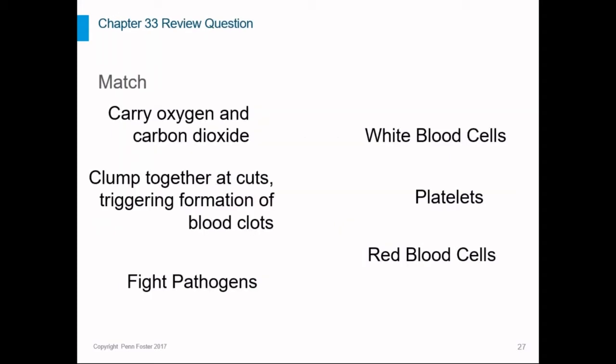Okay, a review question before we move on. Match the job of the cell to the type of cell it is. So which ones carry oxygen and carbon dioxide? That's red blood cells. The ones that clump together at cuts, triggering formation of blood clots, are platelets. Those actually aren't entire cells, they're just little fragments of cells. And then the ones that fight pathogens are the white blood cells.